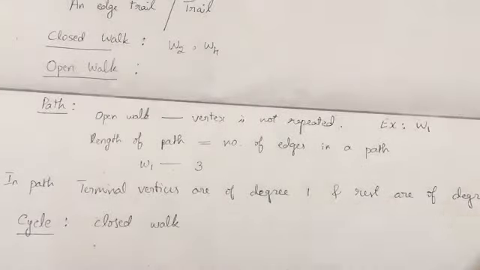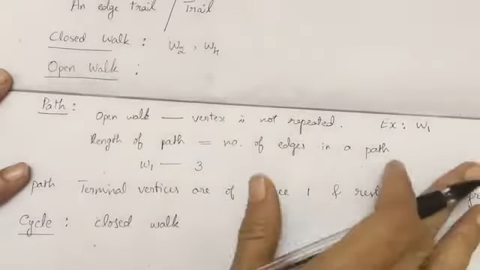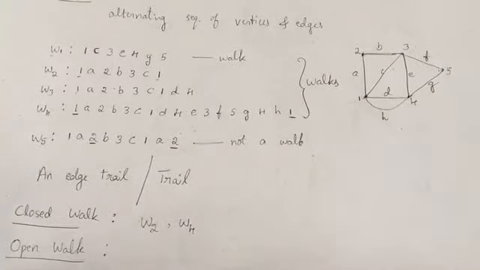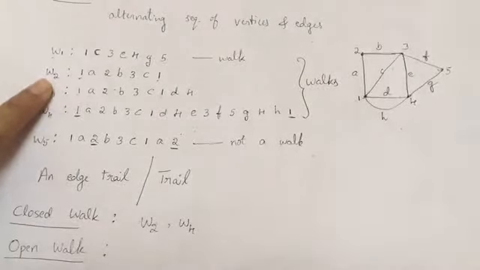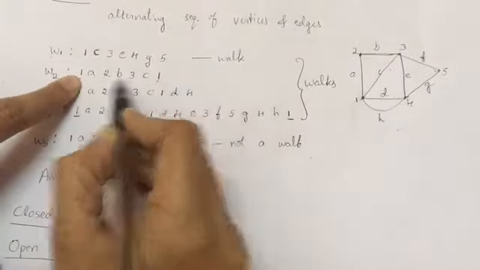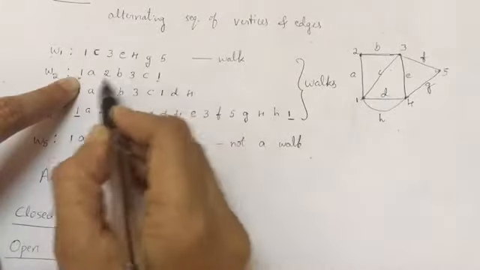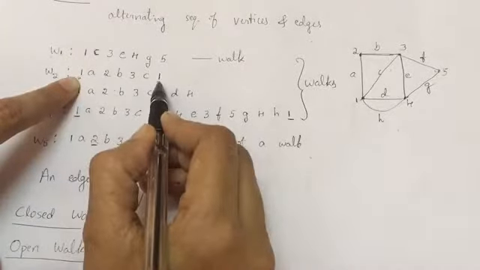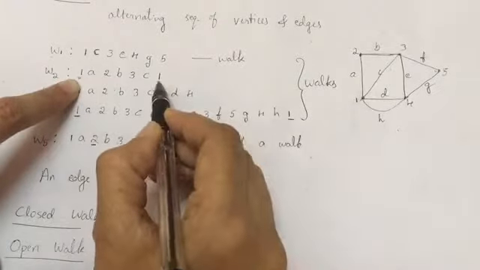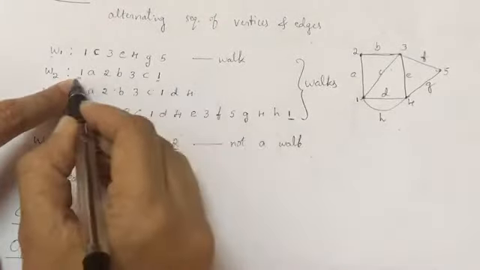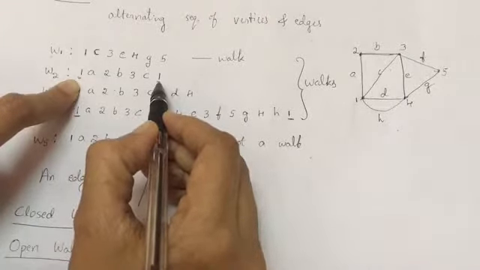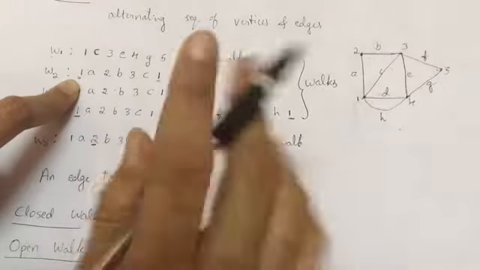For example, in this graph, if I consider walk 2, only the vertex 1 is repeated. Of course it is a closed walk, and only the initial vertex is repeated. So this is the example for a cycle or circuit or circular path.